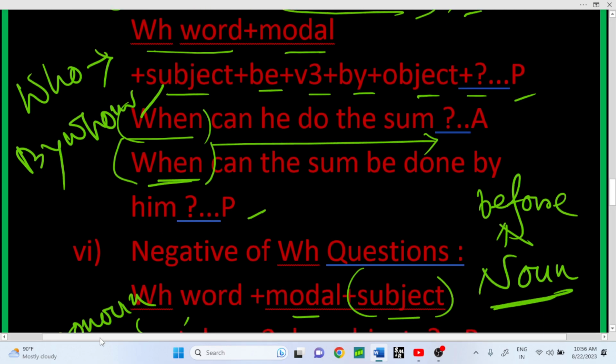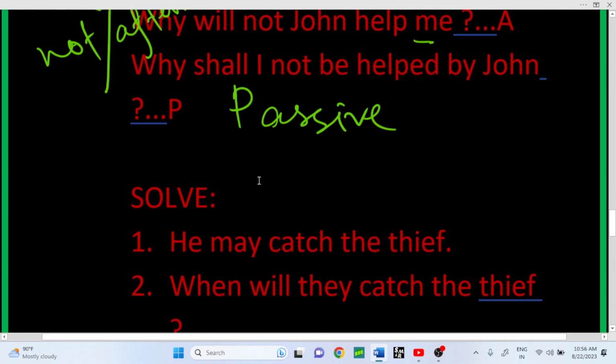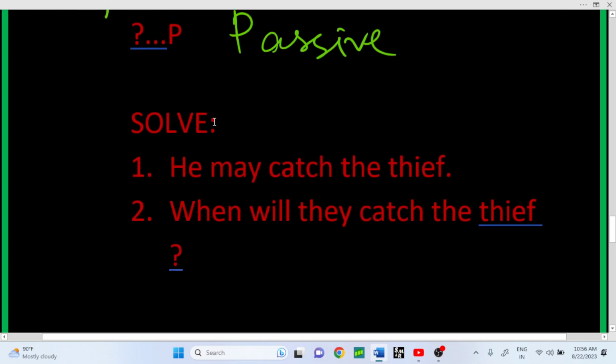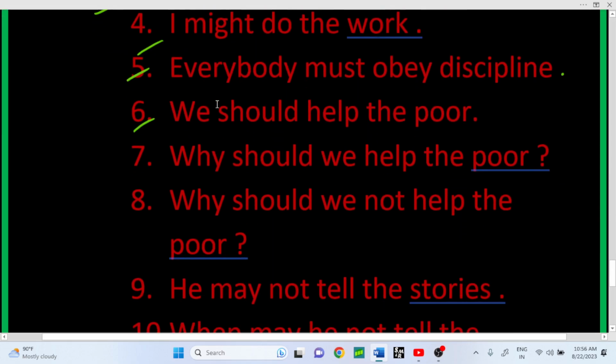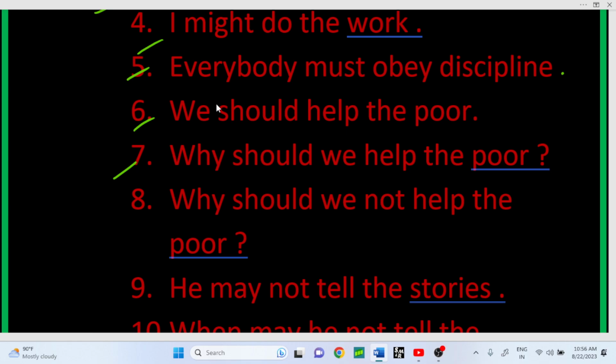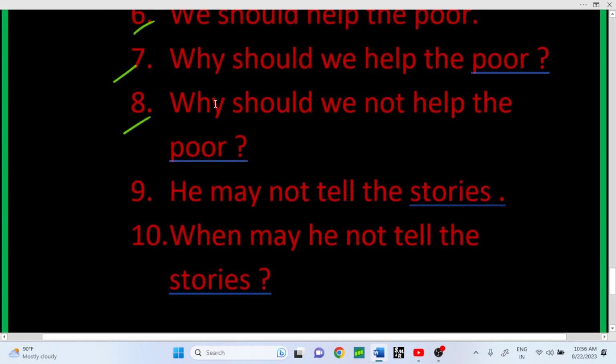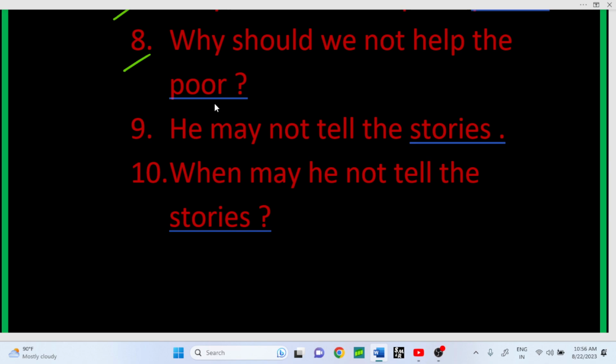And see, there are some tasks given by me for all of you. You have to solve them at home. The first one: he may catch the thief. When will they catch the thief? Next one: how can they help you? I might do the work. Everybody must obey discipline. We should help the poor. Why should we help the poor? Why should we not help the poor? He may not tell the stories. When may he not tell the stories?